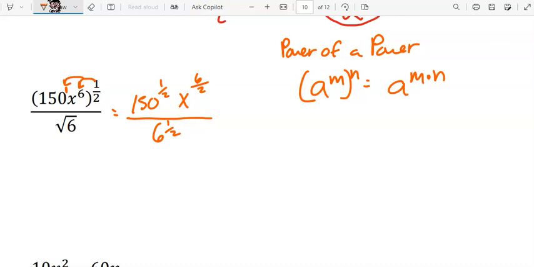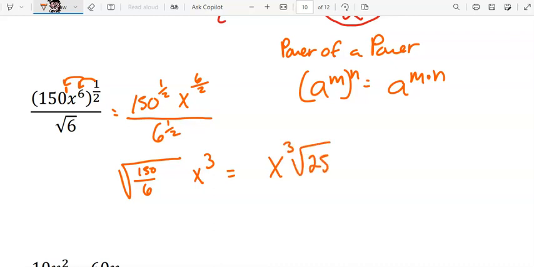From here we can rewrite this. Six over 2 reduces to 3, and since these both have 1/2 powers, we can write them inside the same radical. That'll give you x cubed square root of 25. The square root of 25 is just 5, and so we have 5x cubed as our simplified expression.